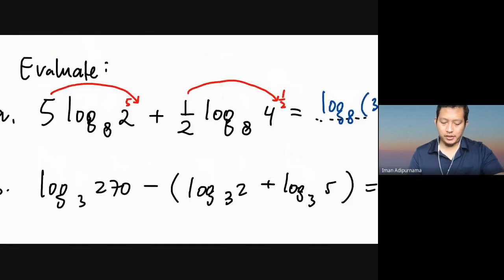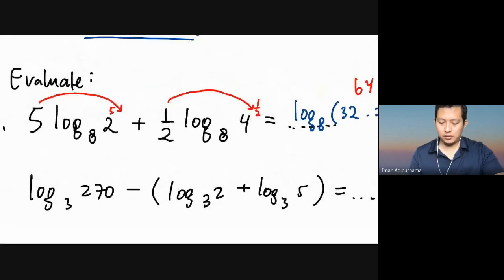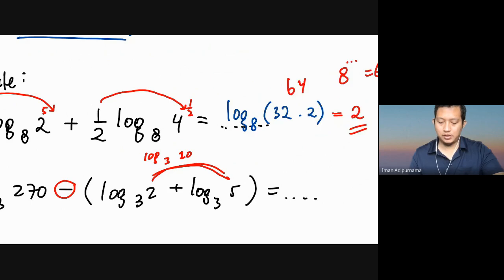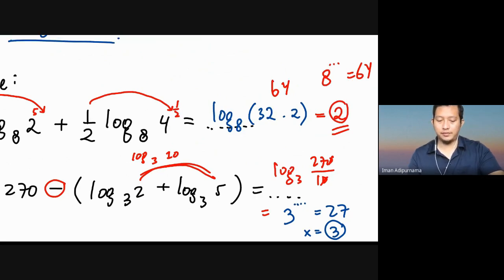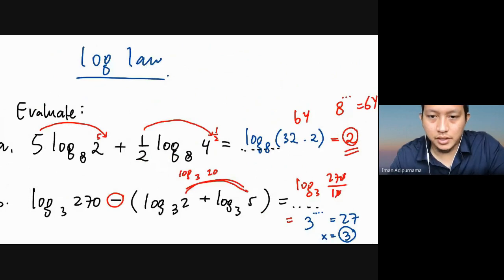Okay, now how about this one? If you look at 2 and 5, we can combine and become 10, right? So log base 3 of 10, and then this is minus, so we have log base 3 of 270 divided by 10. So we'll have this, and this will be base 3 with power of something that should be equal to 27. It's actually equal to 3. Okay, so the answer will be 3. So 2 and 3. Okay, I think you guys can do it, right?